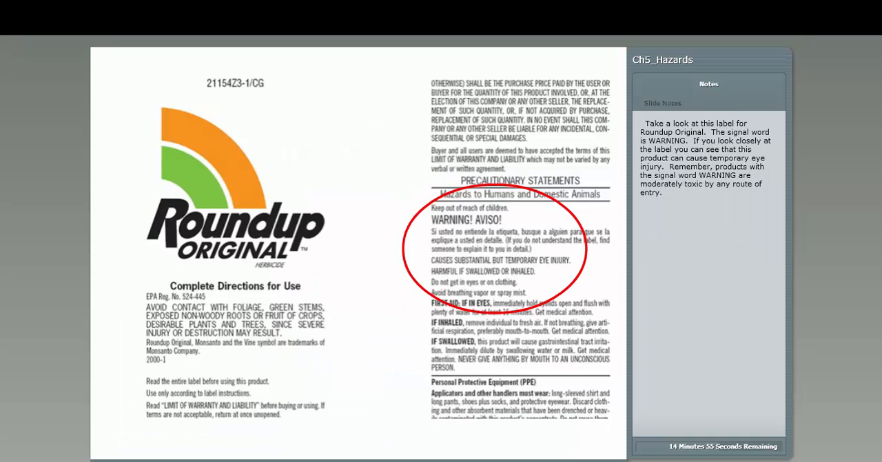Take a look at this label for Roundup Original. The signal word is warning. If you look closely at the label, you can see that this product can cause temporary eye injury. Remember, products with the signal word warning are moderately toxic by any route of entry.